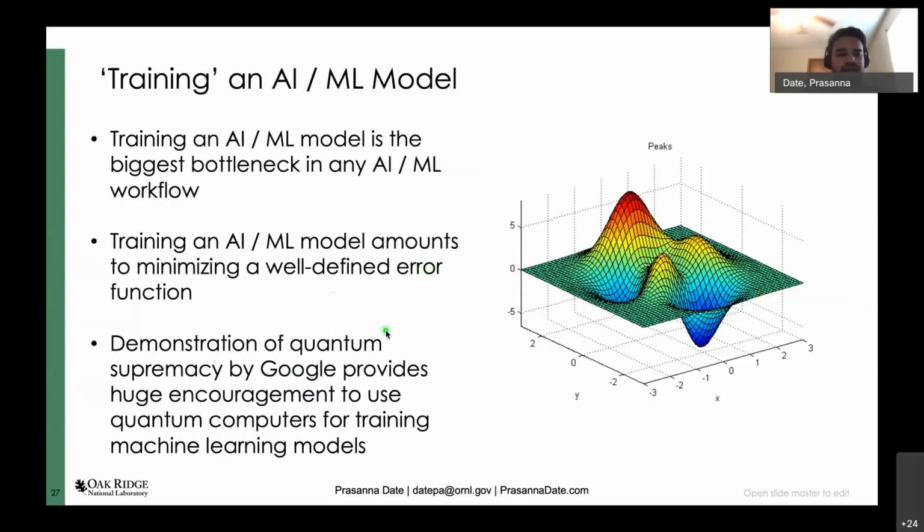And the recent demonstration of quantum supremacy by Google provides huge encouragement to this thought: that if, for that specific problem, quantum computers can outperform the best of the classical computers, then maybe quantum computers can perform better on machine learning tasks as well as compared to classical computers.